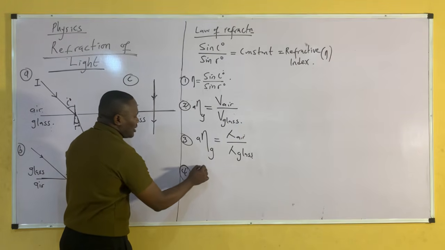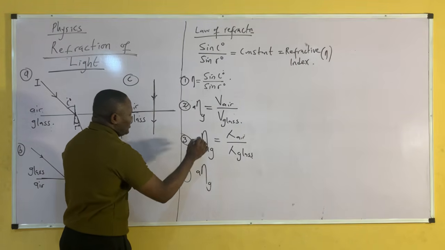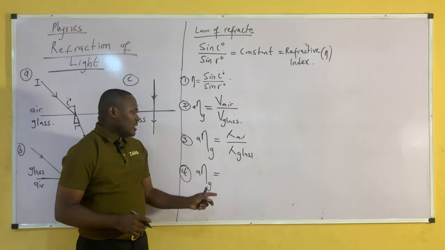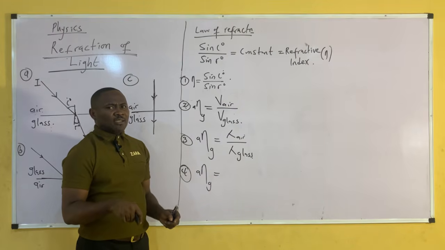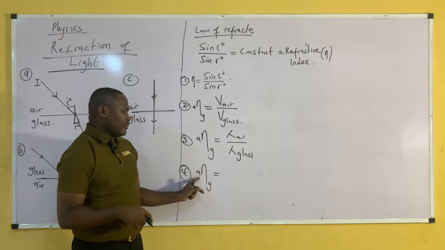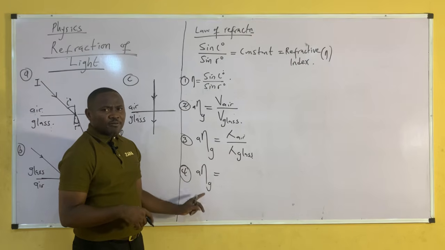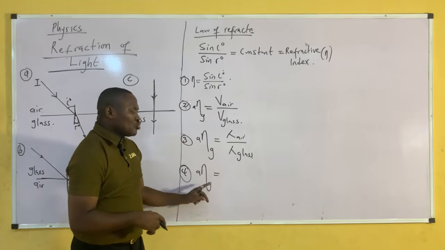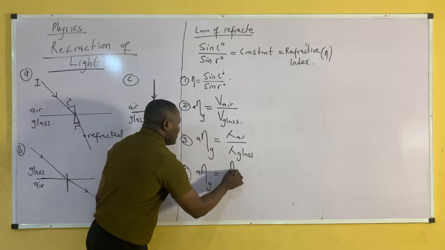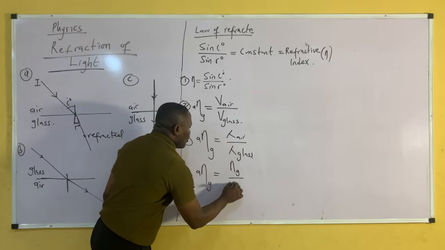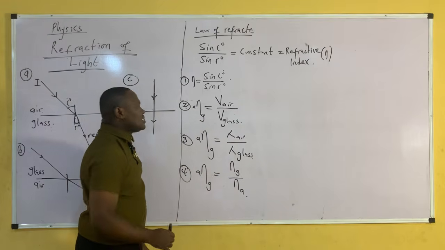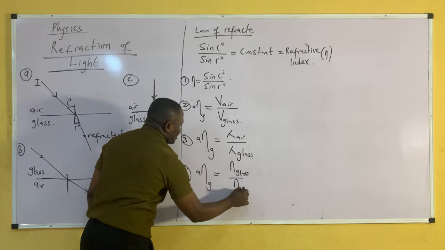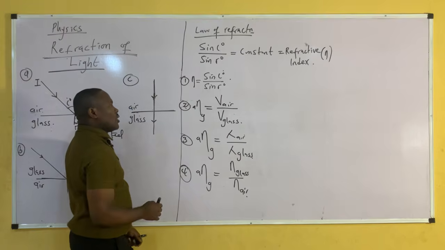What about number four? If I want to express refractive index in terms of refractive index, I will say the refractive index of air to glass is equal to the refractive index of glass over refractive index of air. Take note of this. This is the first time it's alternated. It's unlike the other ones.